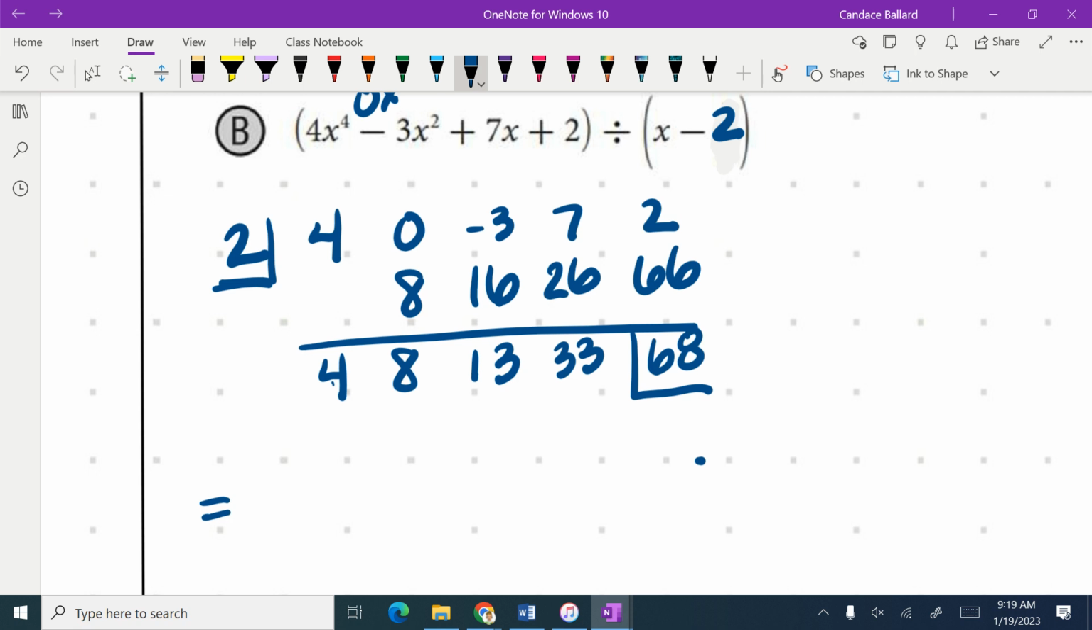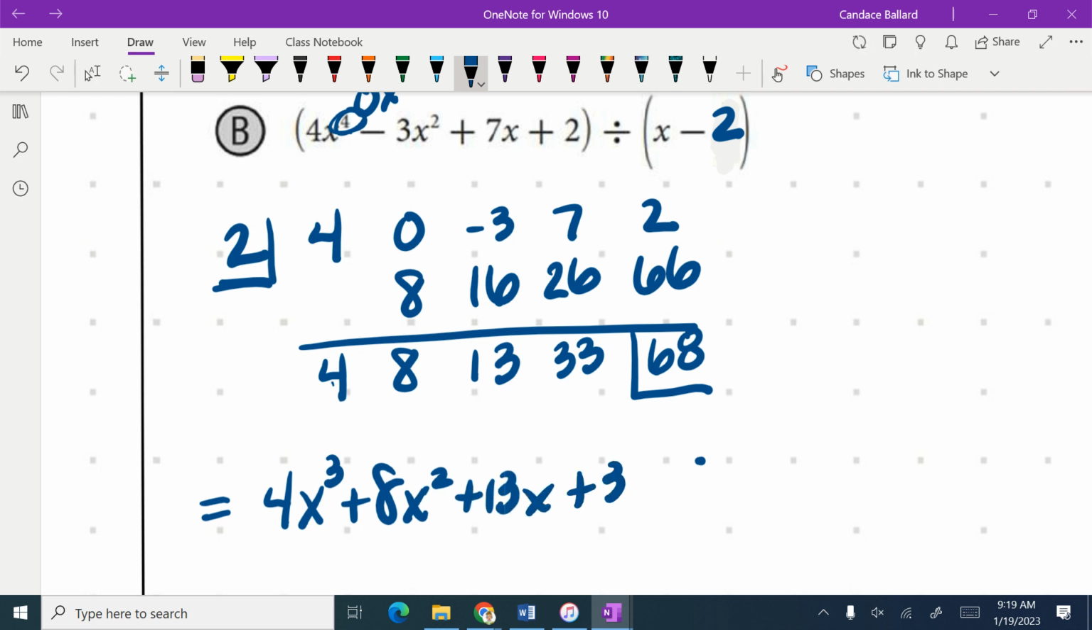All right, so we're going to rewrite out the polynomial that would have been the answer to that division problem. It's going to start with 4. What's going to be my x to the what? Cubed. I have to go one less, right? So x cubed plus 8x squared plus 13x plus 33 plus 68. What's going to go in the denominator for 68? X minus 2.